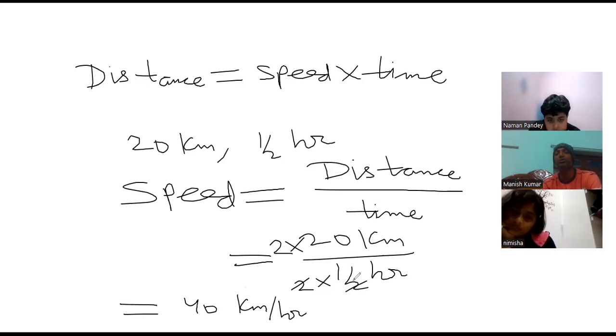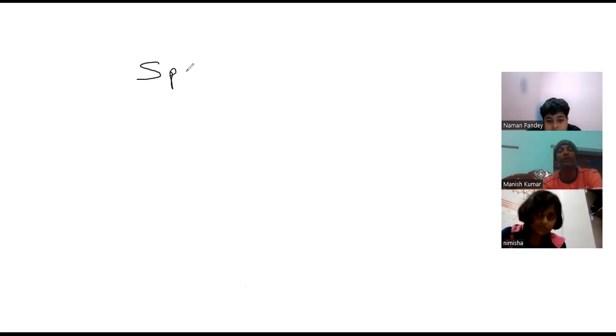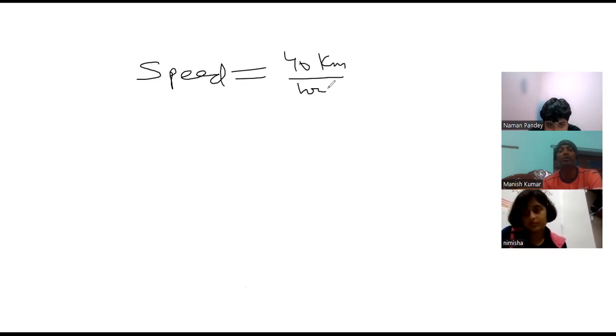You should have 2 or 3 tricks to do that, and by all 2 or 3 tricks you will have to get the same answer. You have to cross check it always. Now I'm clearing this page. Now speed is equal to 40 kilometer per hour we have got. Speed is equal to 40 kilometer per hour, isn't it?